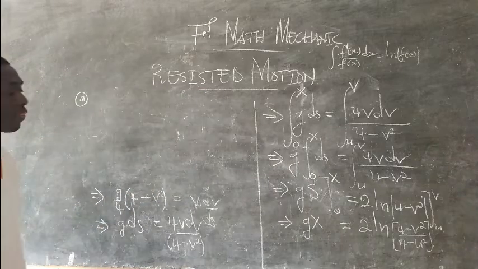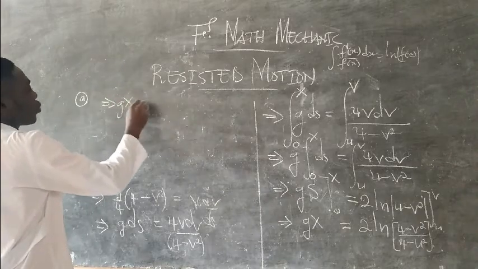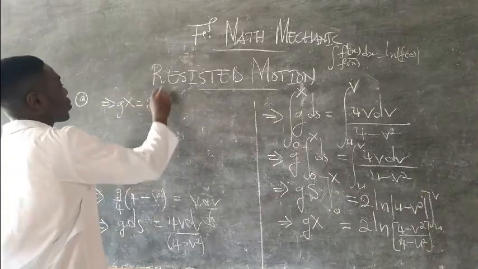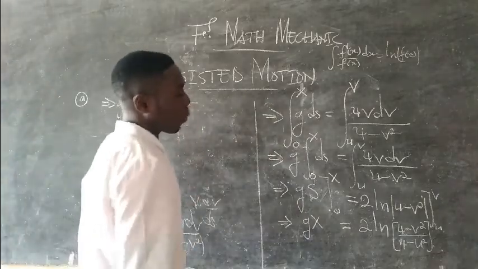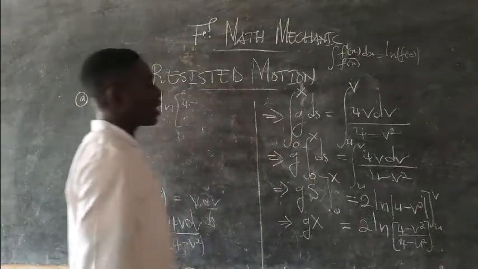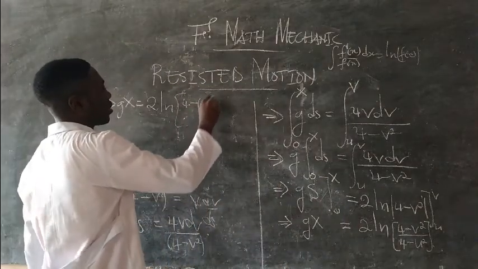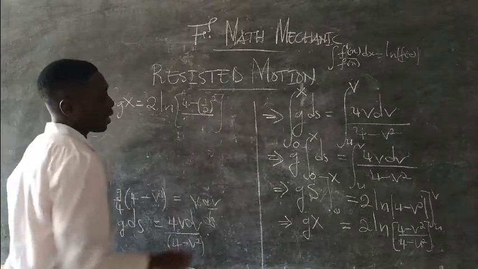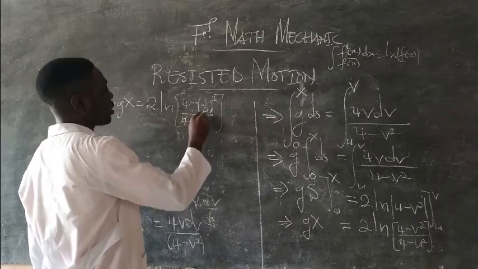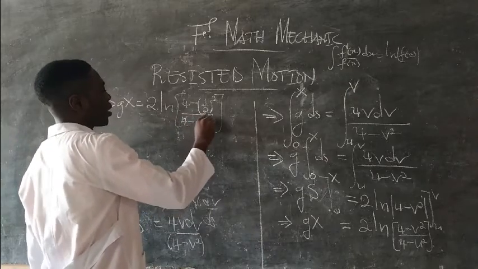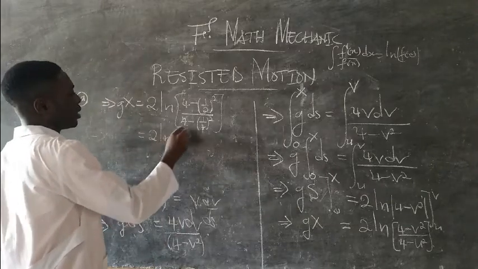Okay? And if that is true, it will imply that g(x) should be equal to 2 ln, okay, 4 minus. Now, what was our v? Our final speed there was half. Okay, I'm going to have half all that squared divided by 4 minus u, our u there is 1/4, all that squared. Okay, so I'm going to obtain 2 ln.